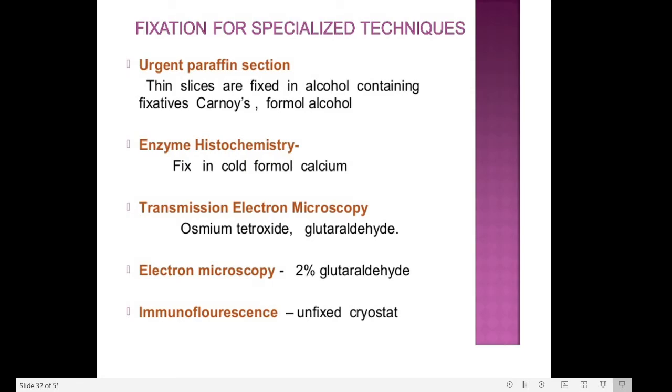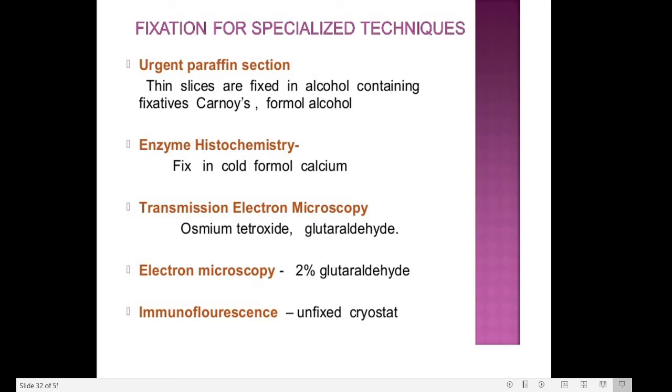Okay, here for fixation, paraffin, we all know that paraffin is a polymer. That thin slice is fixed in alcohol containing Carnoy's and formal alcohol. The alcohol helps to fix the cells. In many microscopical experiments, alcohol helps to fix the microbe. Then for enzyme histochemistry studies, we can add cold formal calcium.